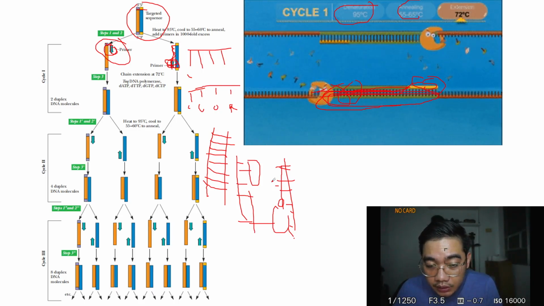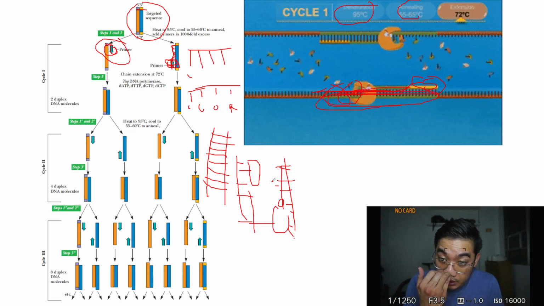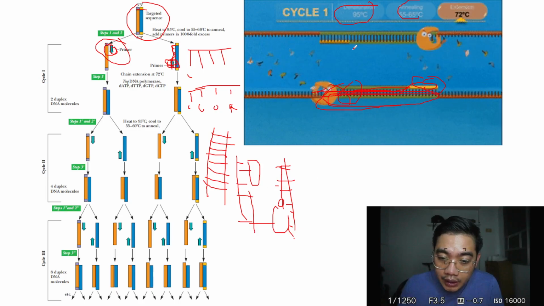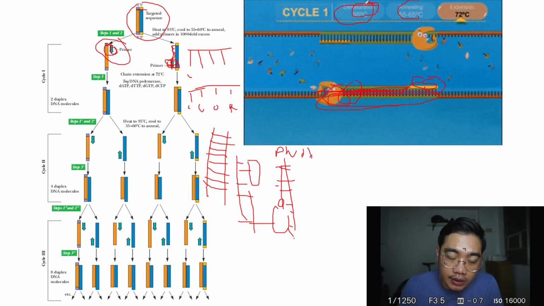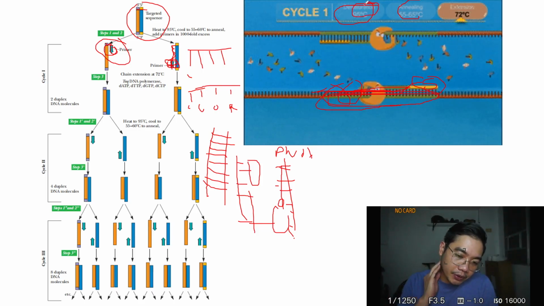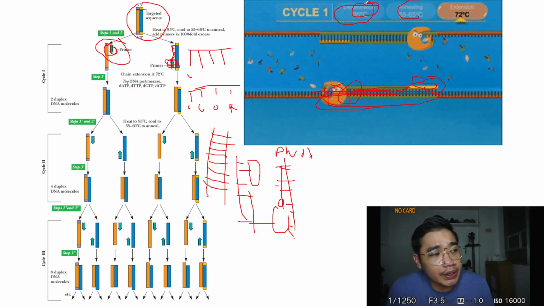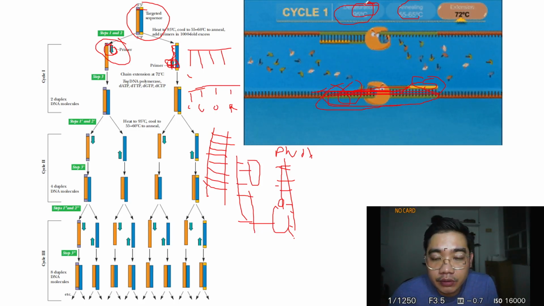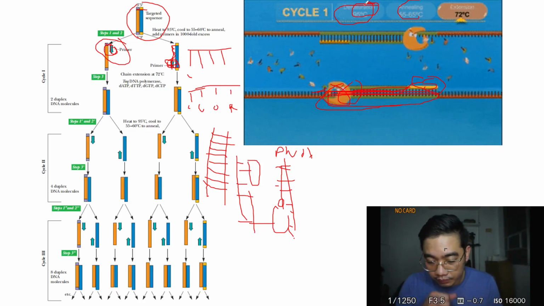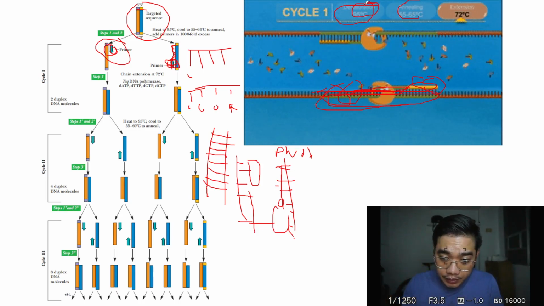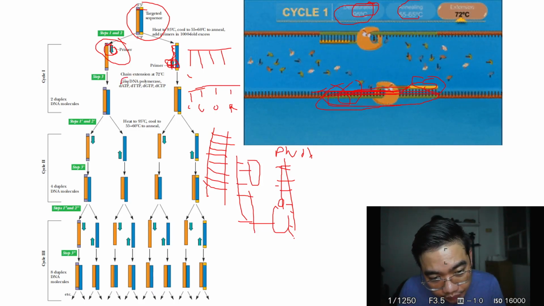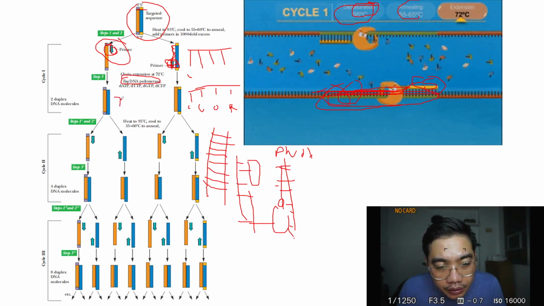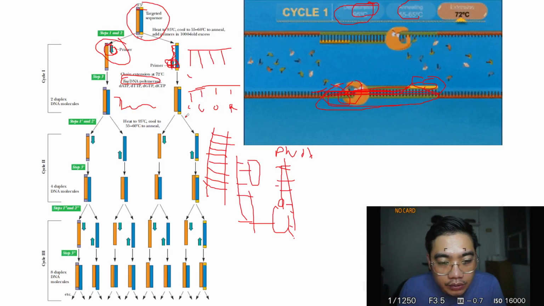Then number 3, it's really hard to find a DNA polymerase that can handle 95 degrees Celsius. That DNA polymerase, remember, is a protein. And as we all know, proteins tend to denature when exposed to high heat. So it's really hard to find a resilient DNA polymerase. Good thing that we have what we call your Taq DNA polymerase, which is from Thermus aquaticus.